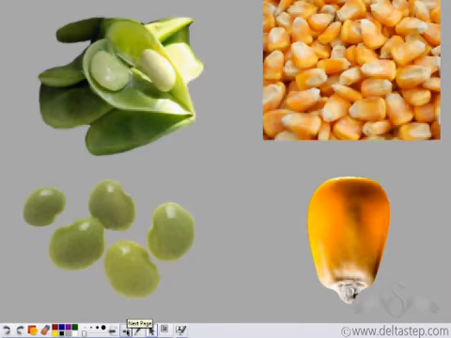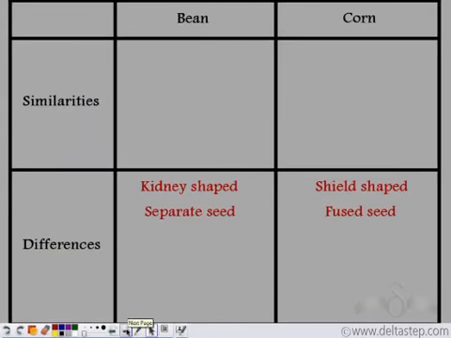If you cut open a bean, you will see the seeds are separated from the covering. These are the seeds of a bean. But if you see a corn, the seed and the covering remain fused together. So this is the second difference between bean and corn.